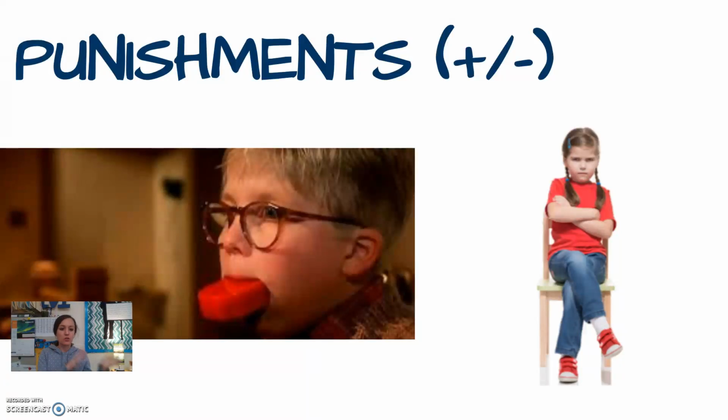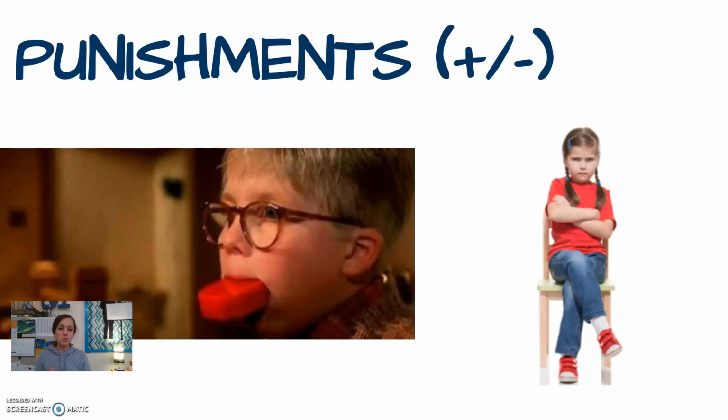We've got this little girl over here on the other side, and she is receiving a negative punishment. So she is being punished. We don't want her behavior to continue, and so we have taken something away from her, and she's upset about it. We've taken something she wants, and so maybe she was playing with her friends, or she was playing with her siblings, and so we have taken away her time with her friends or her siblings, and she's having to sit in this chair, and she can't be with her friends.